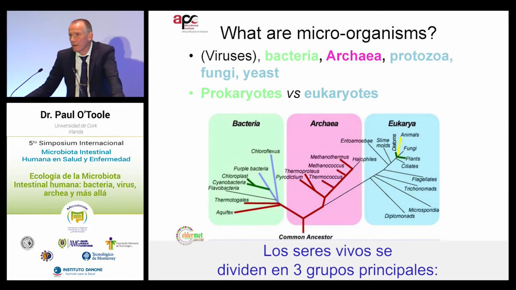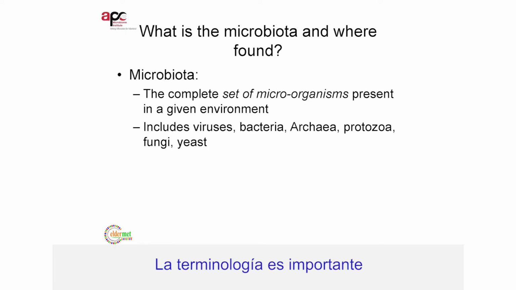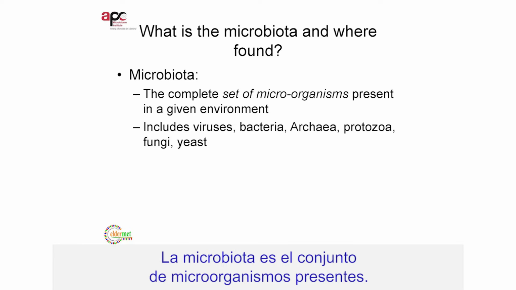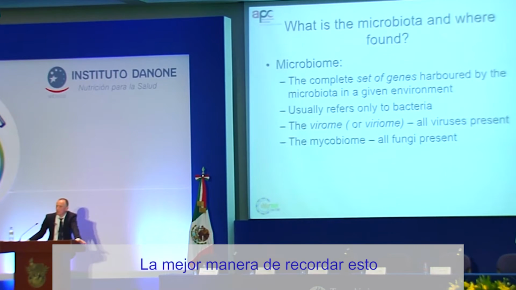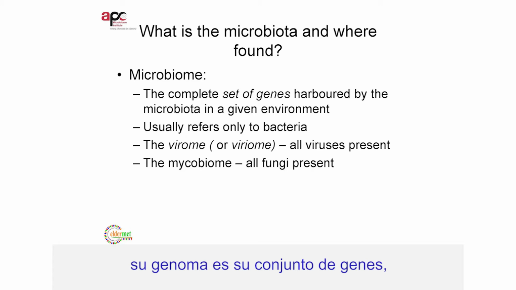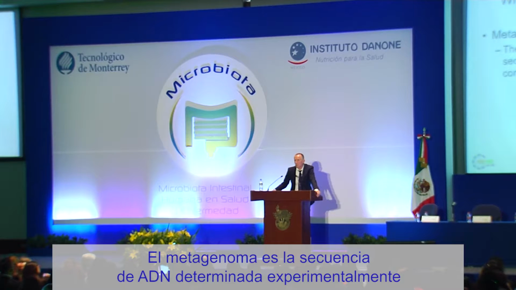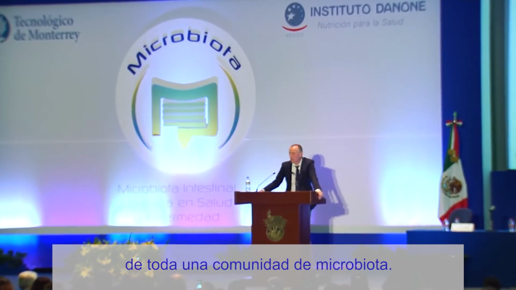All living beings are divided into three major domains: bacteria, archaea, and eukarya. The terminology is important, and it's good that you learn some basic terms. So the microbiota is the list of the microorganisms present. The microbiome is a different word, and the best way to remember this is you know that you have a genome. Your genome is your set of genes. The microbiome is the set of microbial genes in a given environment. The metagenome is the experimentally determined DNA sequence from an entire microbiota community.